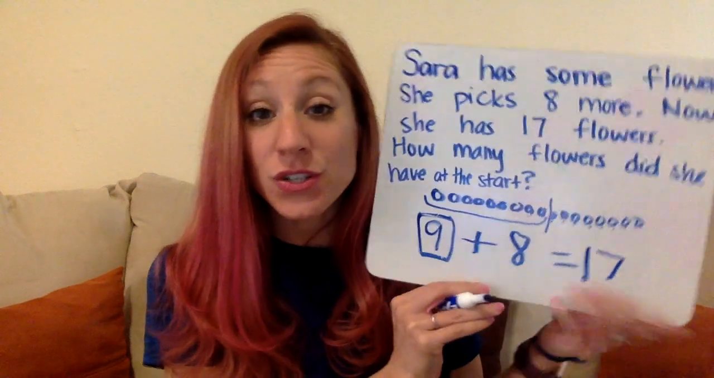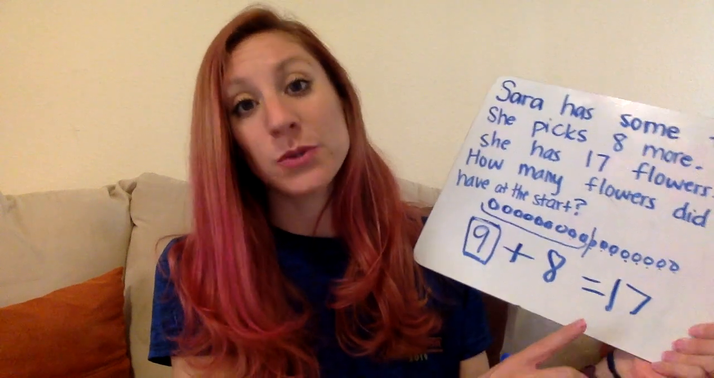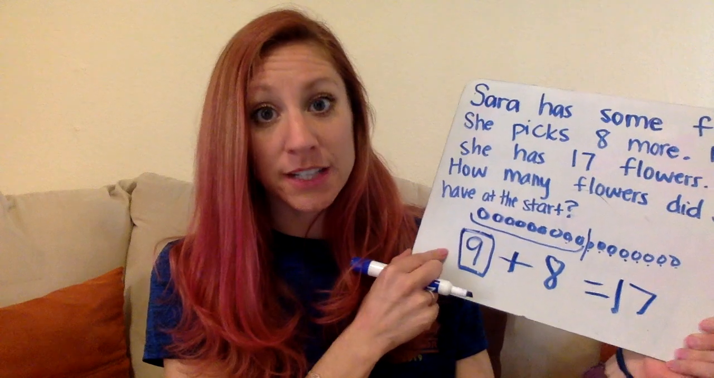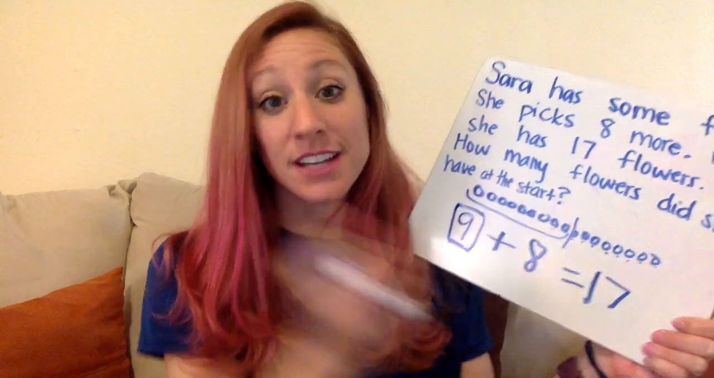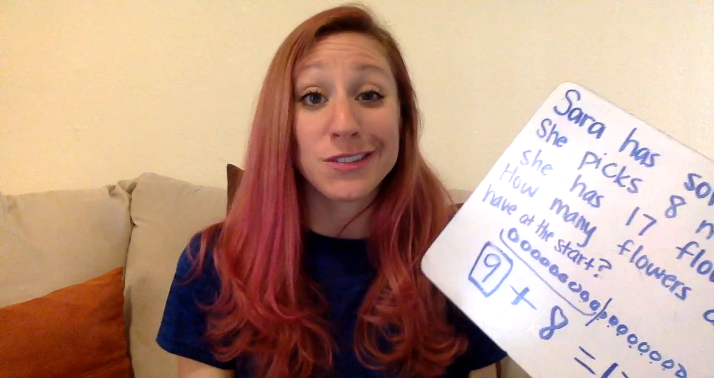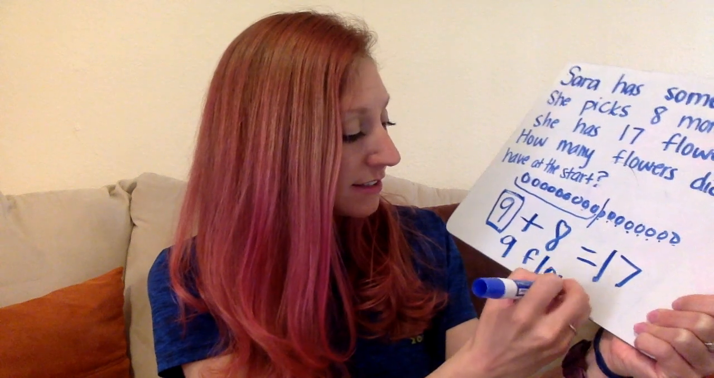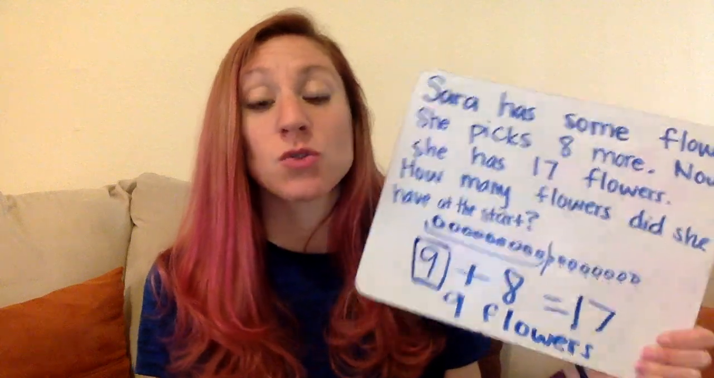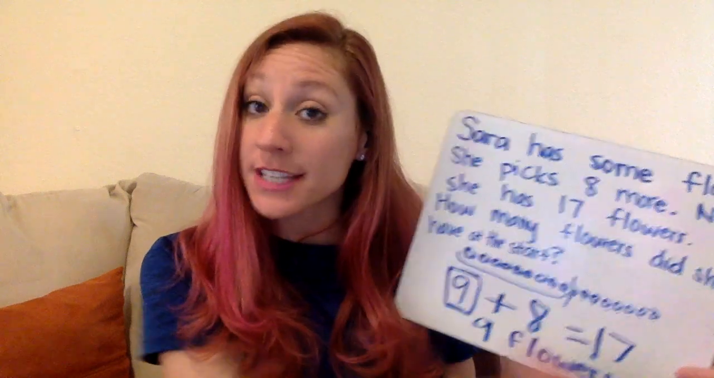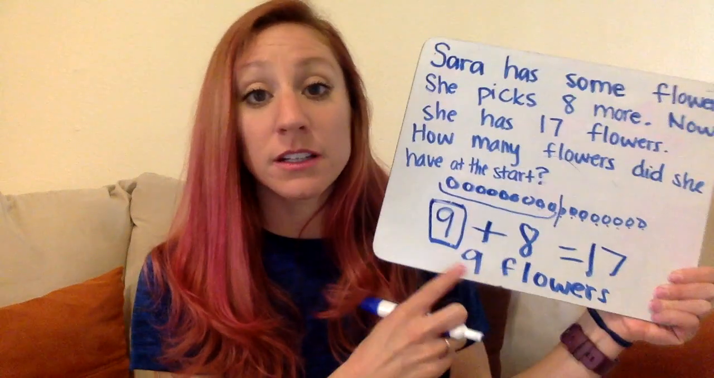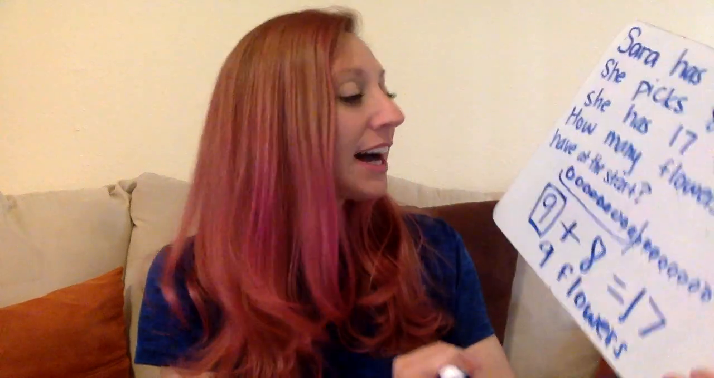Now, the answer to the question is not 17. The answer isn't always what comes after the equal sign. That's why I used a mystery box, because I'm asking how many did she have at the start, not how many did she end up with, because I already know that. That's not the answer to the question, because it was in the word problem. So 9 flowers is the answer to the question. Sarah had 9 flowers at the start. You could write a full sentence if you want, but 9 flowers is fine. The amount and the label, the what is the 9, right?